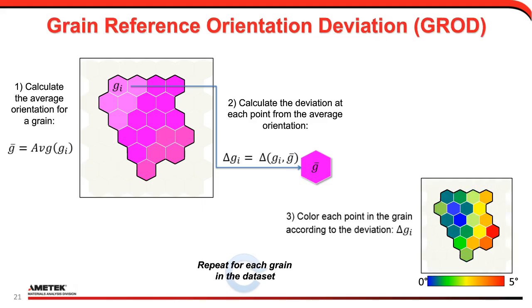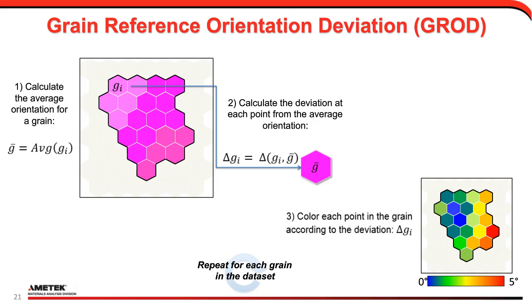Now, there's another grain-based one, but now instead of each point getting the same color, we're going to allow some deviation. So one approach to this is you calculate, once again, an average orientation for the grain, and then you calculate the deviation at each point from the average. But instead of assigning each point that average value, you actually color each point according to that deviation.